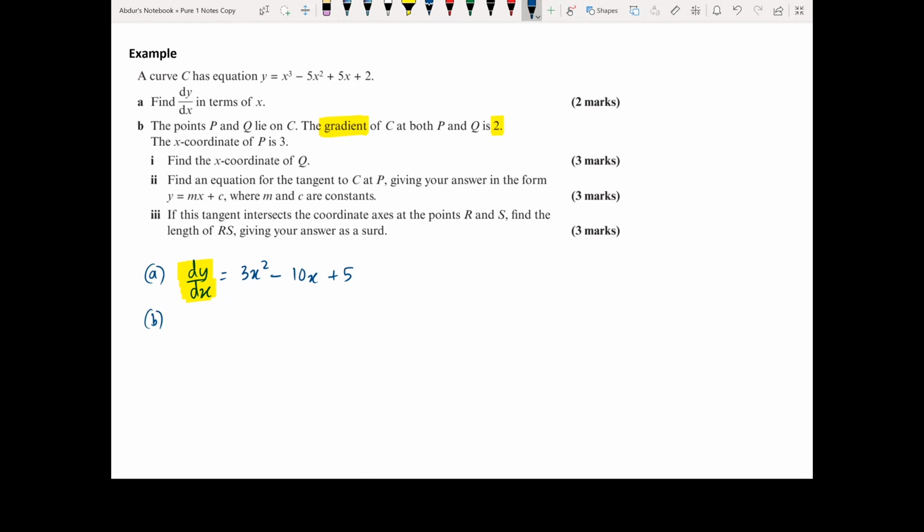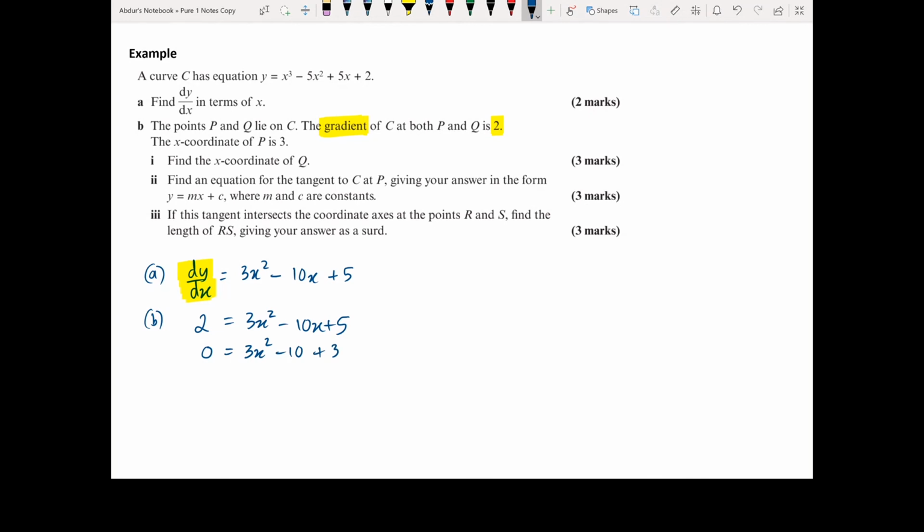So if we substitute the gradient 2 in here, 2 is equal to 3x squared minus 10x plus 5. And that was just by reading line by line maths. It goes on to say find the x-coordinate of Q. Well, since we know that the gradient at Q is 2, what we've done is correct. Let's solve this then. So make the left-hand side 0. We have 3x squared minus 10x, and since we minus 2 from both sides, we end up with plus 3 here.